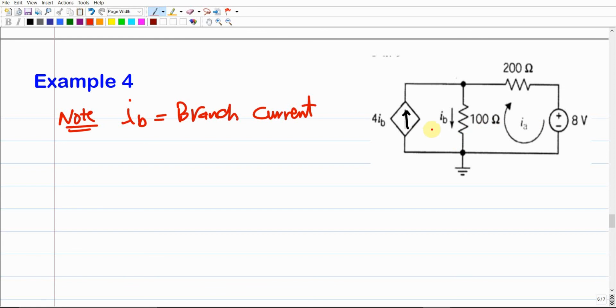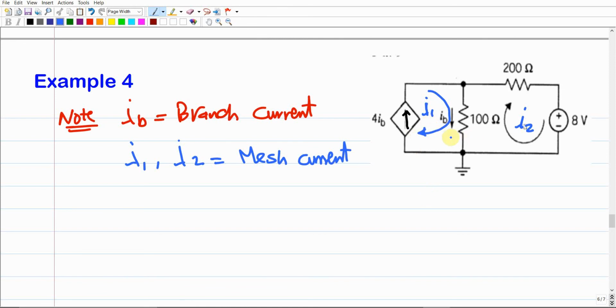But as you can see, generally, for example, I can set up here I1 and another current which is I2. So I1 and I2, these are the mesh currents. You should understand this point, that it is not necessary that IB should be I1 or I2.